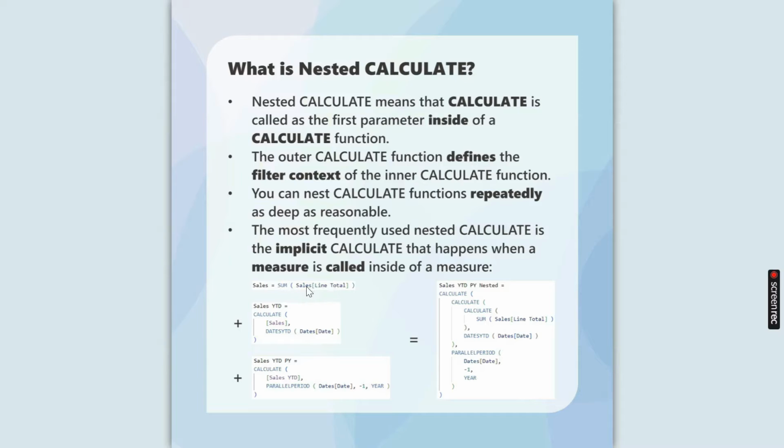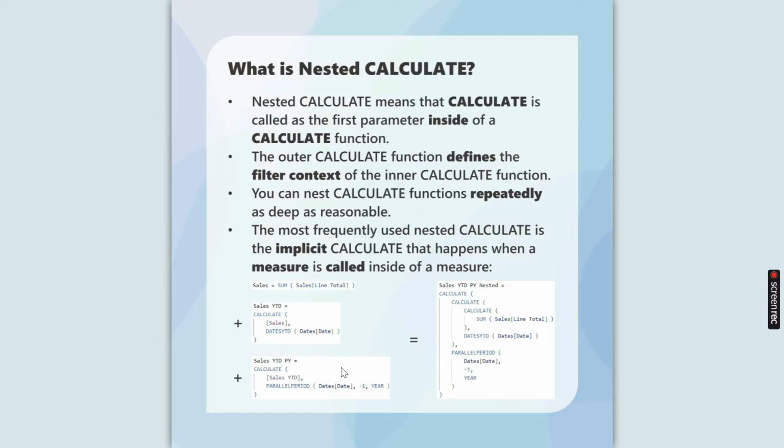Here you can see we have used the same thing. Okay, then after giving the comma, here we have applied the same calculations that we have done here, that is dates year to date, and inside this DAX function we are passing the dates column of the dates table. Same thing here also we are doing, and at the end we are giving the third value, that is parallel period, dates column of the dates table, -1, and here we are giving the year value. And here also in this particular measure we have given the same calculations.